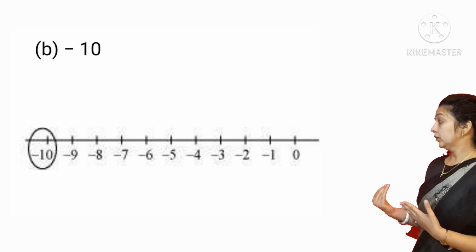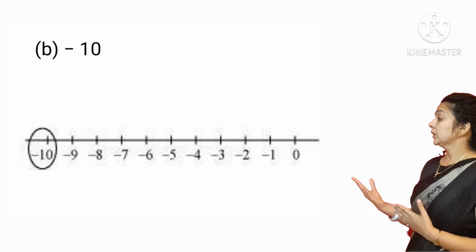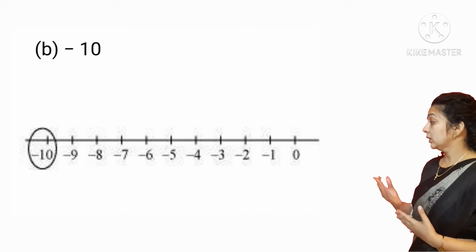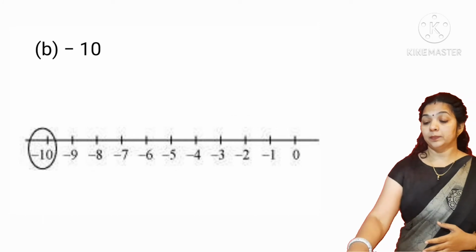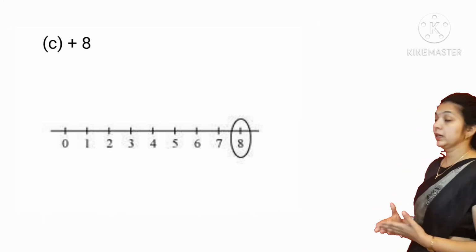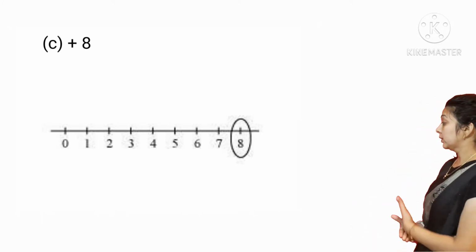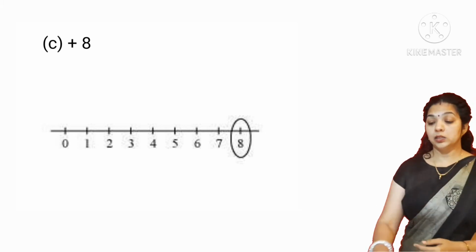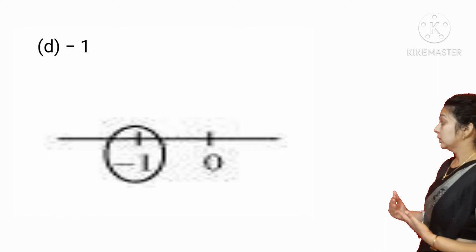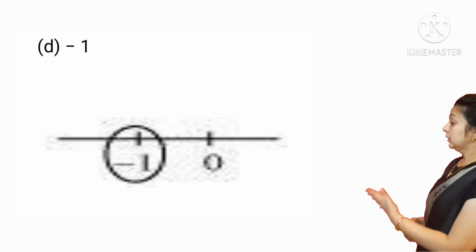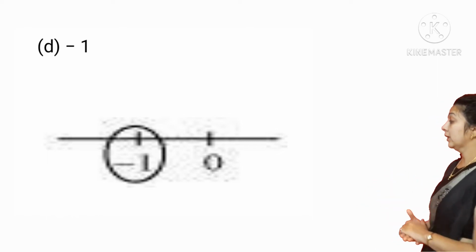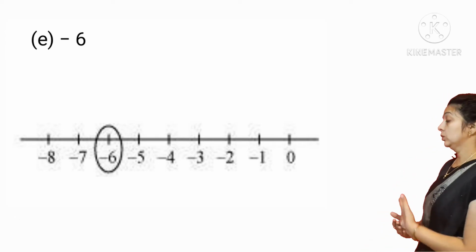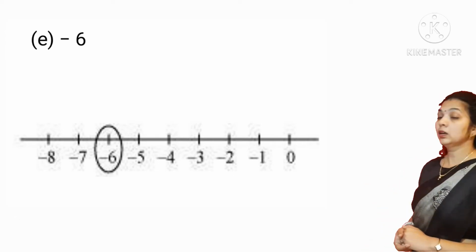Next is minus 10. Because negative numbers are on the left hand side of the 0, we will mark minus 10 on the left hand side. We will count 10 digits from 0 towards the left and mark minus 10. Next is plus 8. Because it's plus, it would be 8 units on the right side of the 0. Minus 1 would be on the left side of 0, 1 unit left of the 0. Minus 6, so 6 units left of the 0.